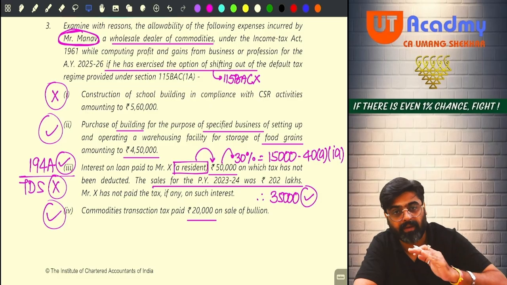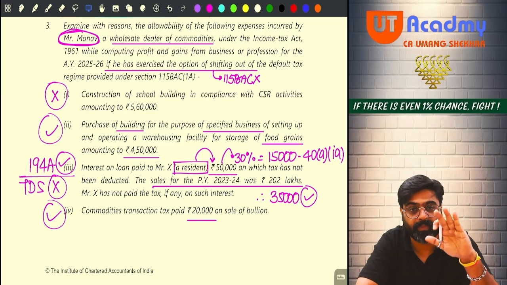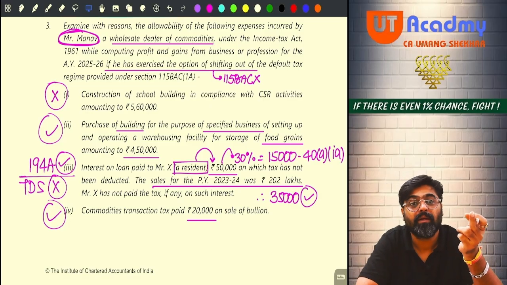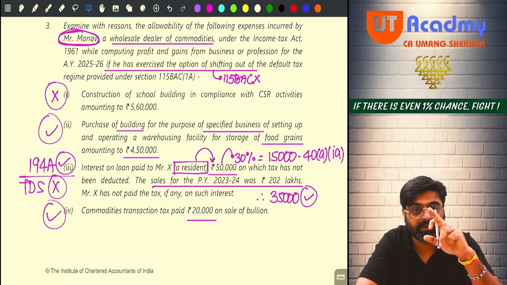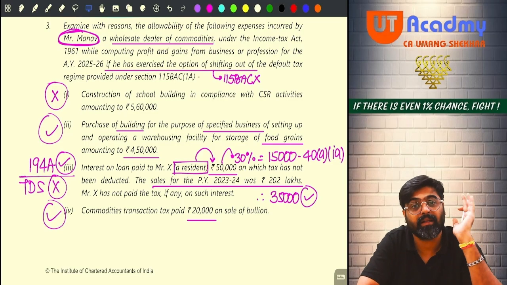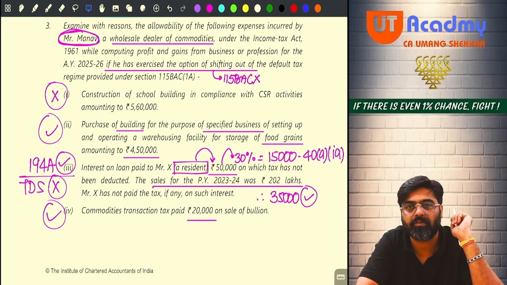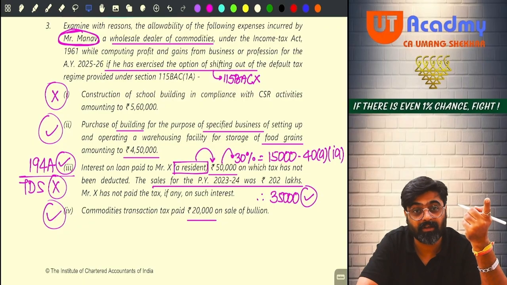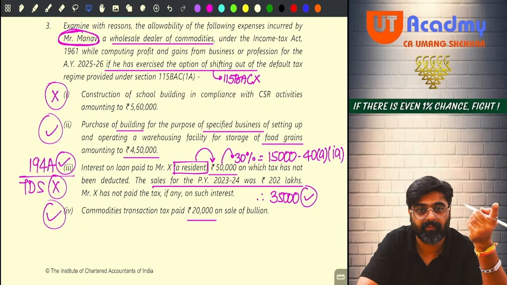If interest is paid to any resident, and the aggregate amount of that interest during the previous year paid to that person is more than 5,000, on that you are supposed to deduct TDS at the time of payment or credit, whichever happens earlier. Yes or no? That person should be a resident to whom you are paying.